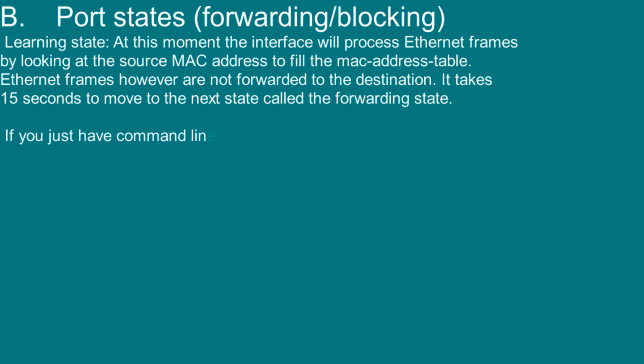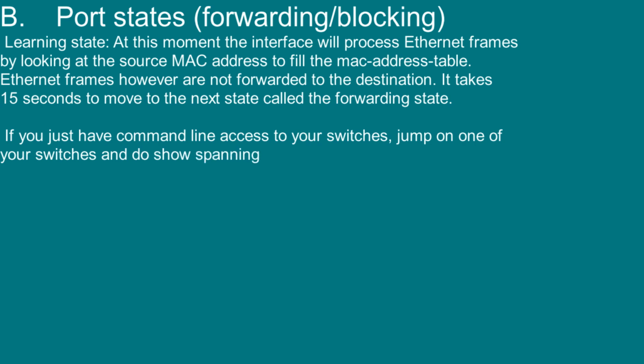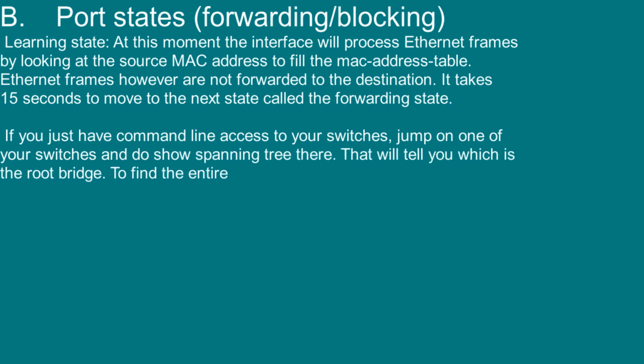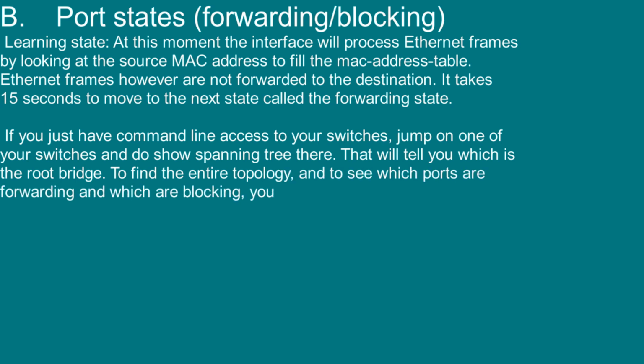If you just have command line access to your switches, jump on one of your switches and do show spanning tree. That will tell you which is the root bridge. To find the entire topology and to see which ports are forwarding and which are blocking, you really just have to map it out switch by switch.